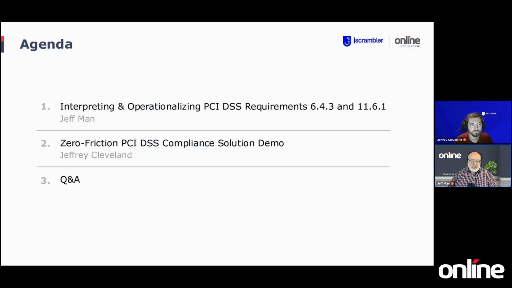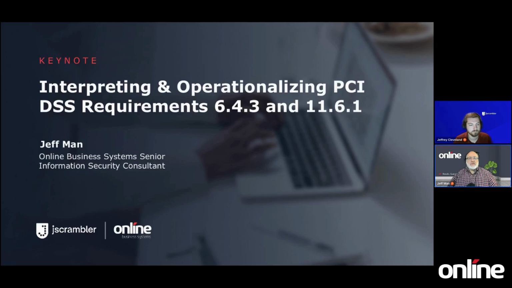Very briefly, I'm going to begin the discussion today with an overview of the new PCI DSS requirements 6.4.3 and 11.6.1, which is what we're here to talk about. I'll give you the whys and the whats and the wheres and the whos, and then at some point I will turn over the microphone to Jeffrey, and he's going to explain the how and give you some information on how to meet these requirements conveniently with some of the things that JScrambler provides. And again, there will be a Q&A portion at the end of the webinar. We'll try to save some time to answer all your questions.